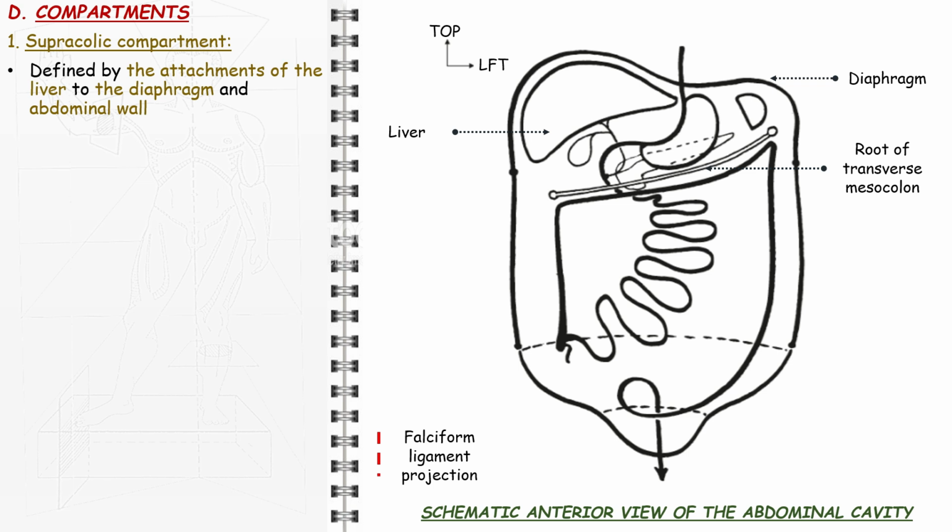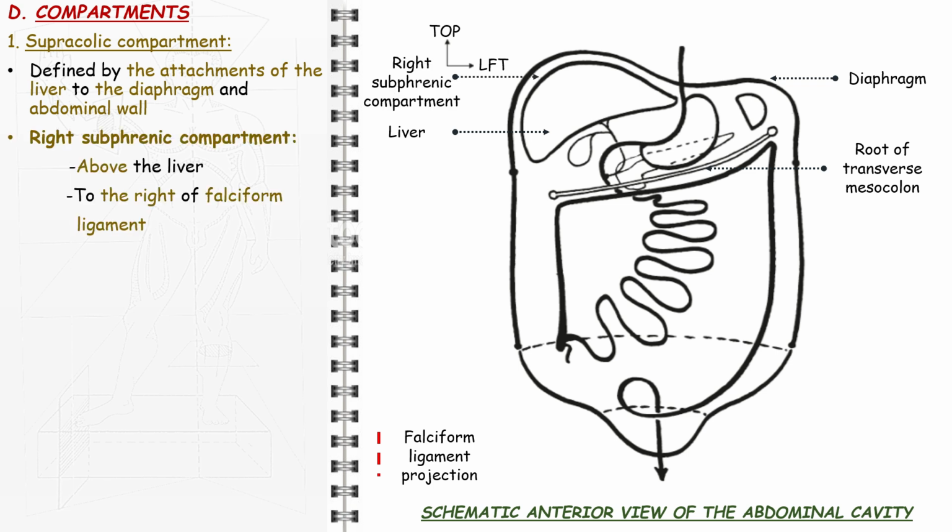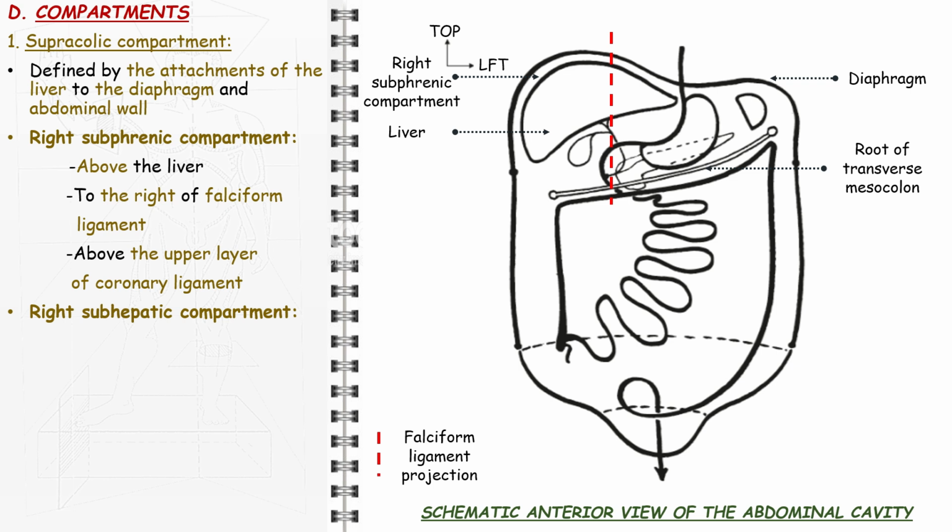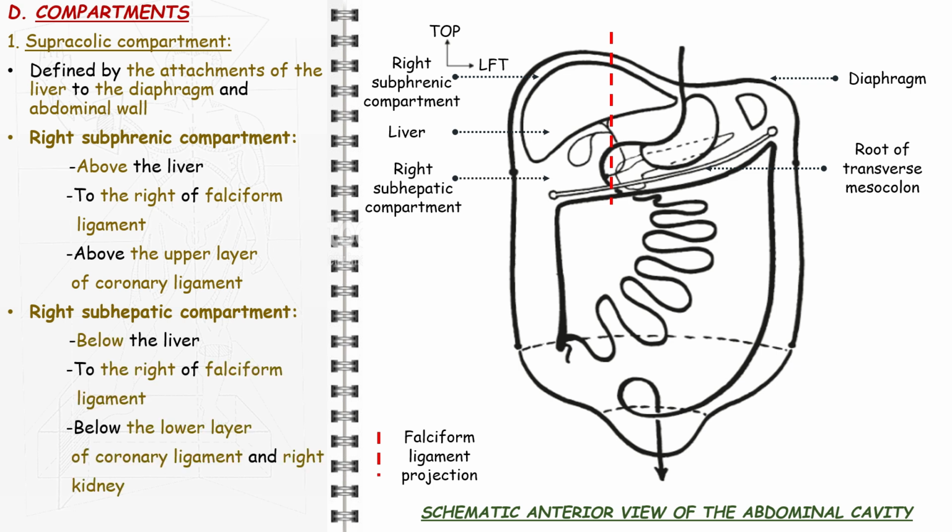Your fingers are in the right subphrenic compartment. Remove the hand and place the fingers under the right side of the liver and in front of the right kidney. Your fingers are prevented from going further by the lower layer of the coronary ligament. Your fingers are in the right subhepatic compartment, better known as the hepatorenal pouch of Morrison.